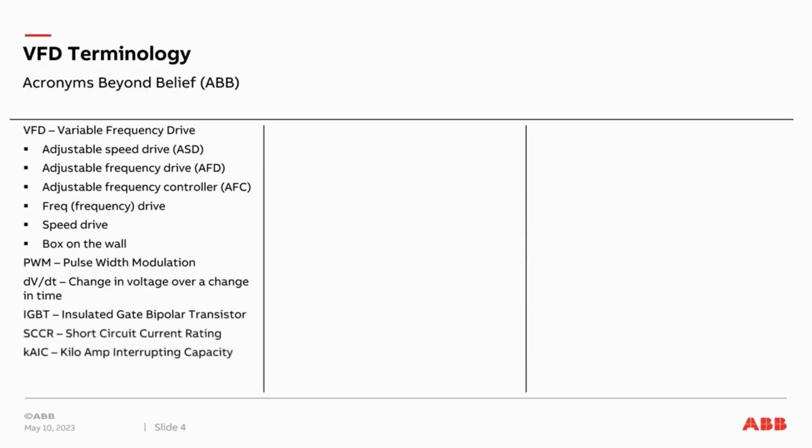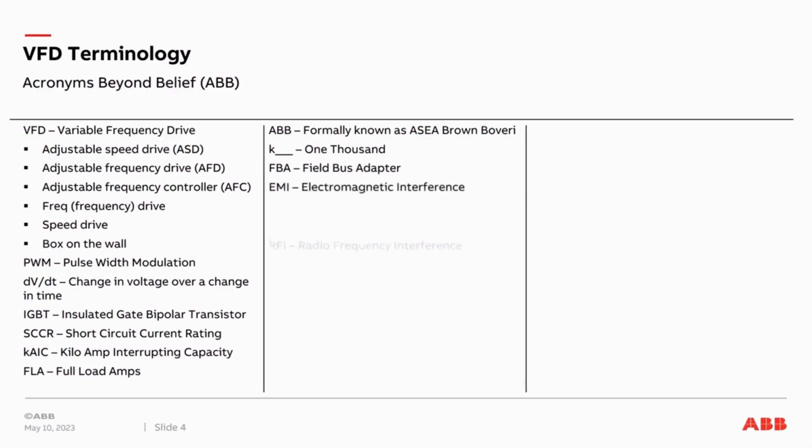SCCR is the short circuit current rating. KAIC is the interrupting capacity of an individual device. Nowadays we use SCCR. Full load amps is FLA. ABB is formerly known as Asea Brown Boveri. K is 1000. FBA is a field bus adapter. When we have a communication system that's not built into our drives, it's a field bus adapter you'd buy for that device.